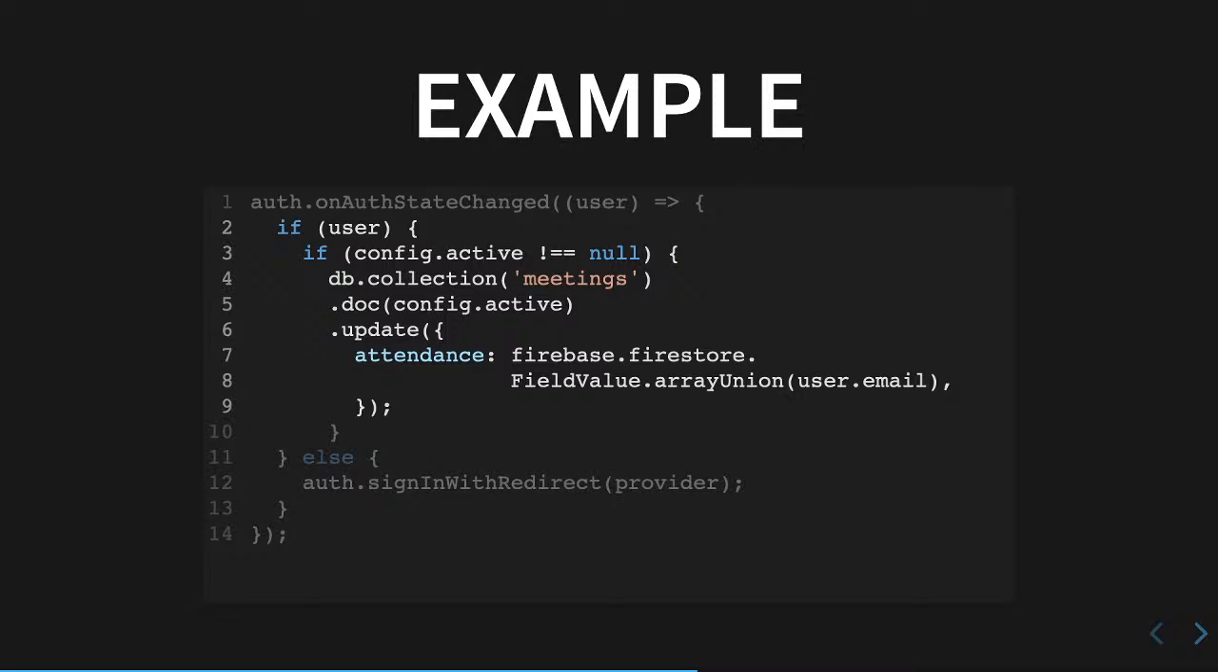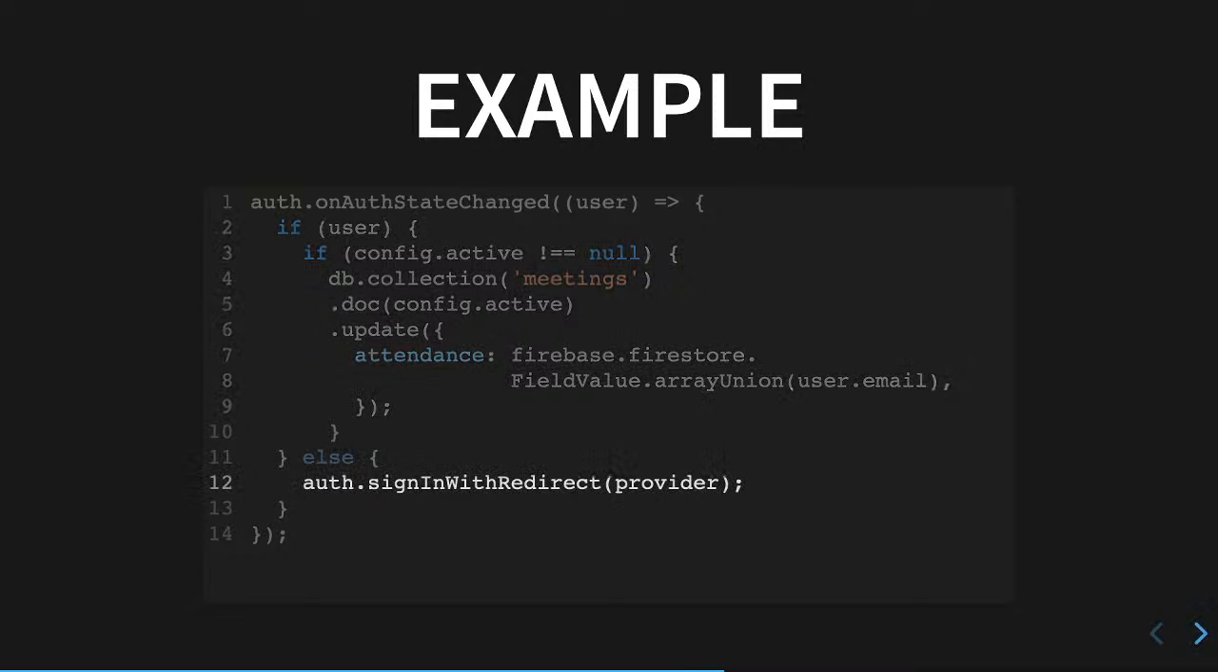And then if there is, when you click on the link, or when you load this web page, it adds you to the attendance array. Lines 7 and 8 are just how Firestore manages arrays to push a new user into the attendance array. You have to do this weird union thing, a weird chaining thing, but that's just how it works.